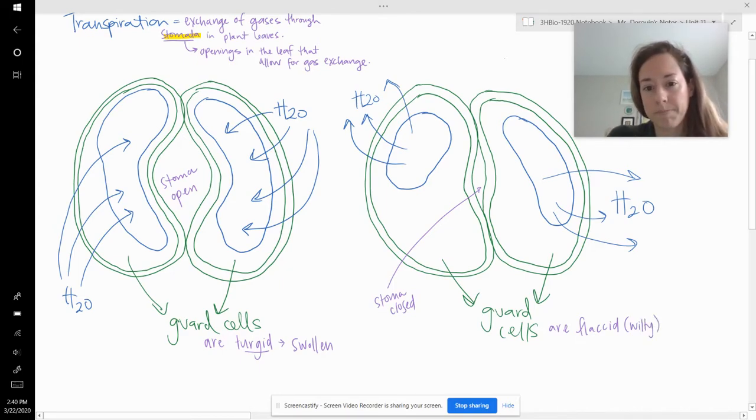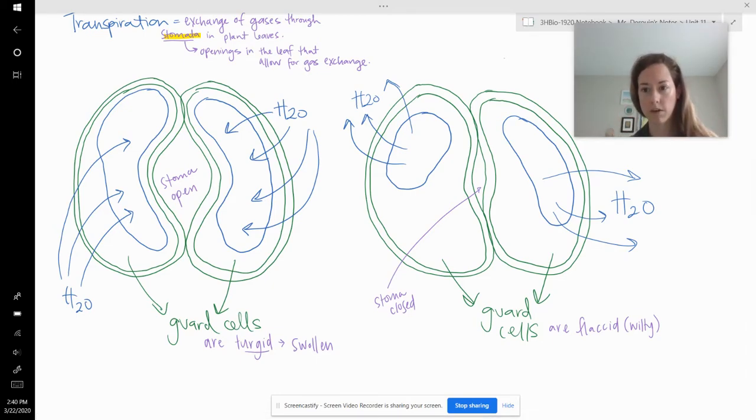And so they are kind of like collapsing into the stoma. And so it's closed. So when it's closed, there won't be any carbon dioxide going into the plant and there won't be any oxygen coming out of the plant. So it's all closed up.